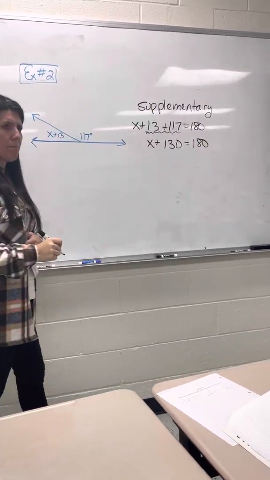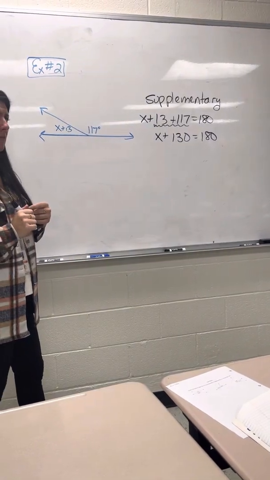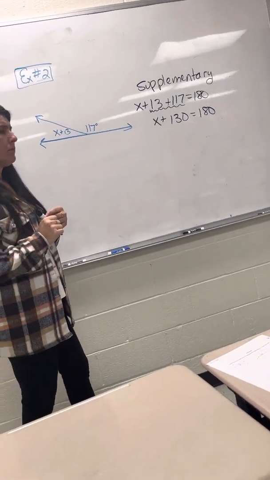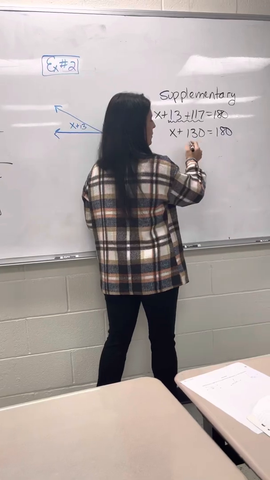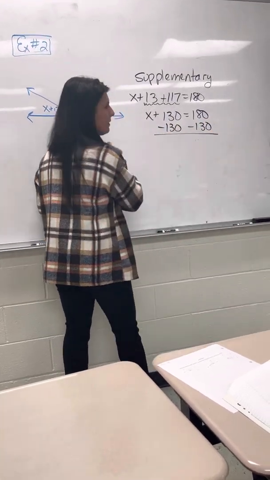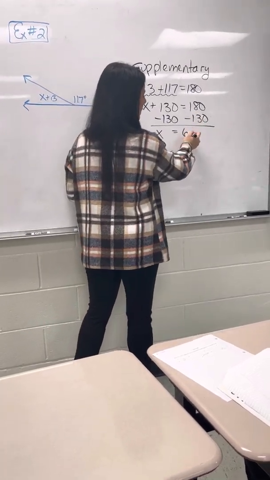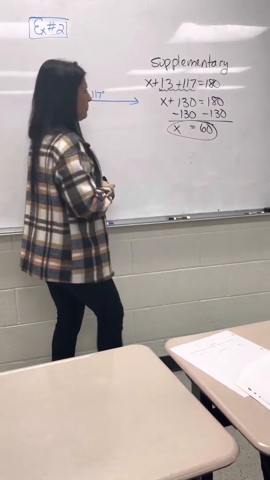130. Now what? Our goal is to get X by itself. Subtract 130 from the 180. We're doing the opposite operation to the same number to move it to the other side. 180 minus 130 gives me 60.